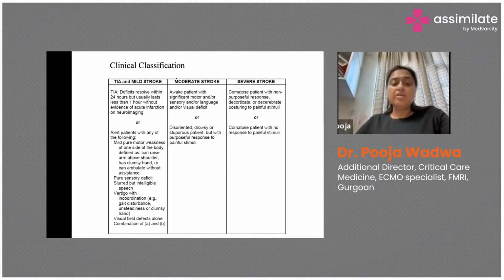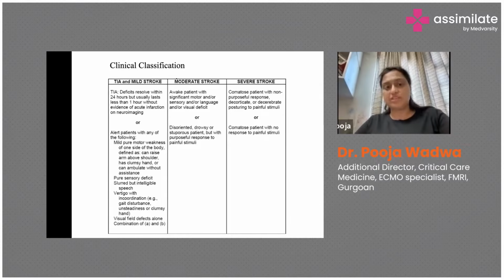Or alert patients with mild pure motor weakness, there is no sensory loss, or there is just pure sensory loss, or there is just slight slurred unintelligible speech, or vertigo with incoordination. That is, the patient may have some gait disturbances, clumsy hand, or he may have just alone some visual field defects.